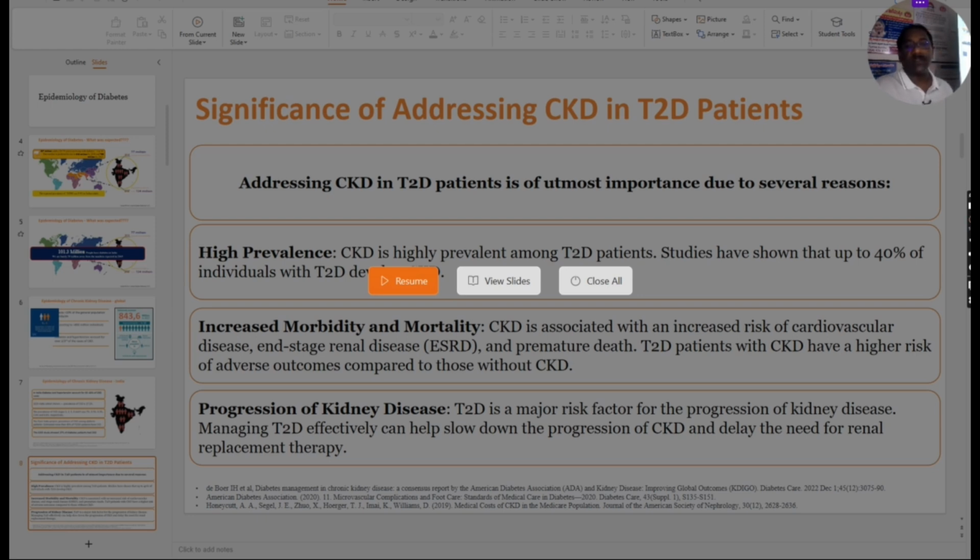Progression of kidney disease: type 2 diabetes is a major risk factor for the progression of kidney disease. Managing type 2 diabetes effectively can help slow down the progression of CKD and delay the need for renal replacement. That is the most important. So the most important take-home point from today's lecture is please slow down the progression of CKD. We can't stop the progression of CKD, but at least you can slow it down.